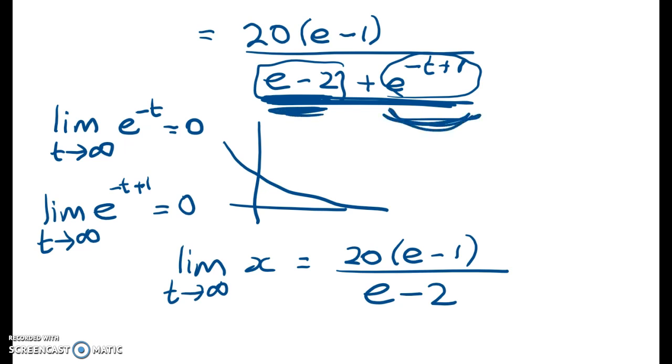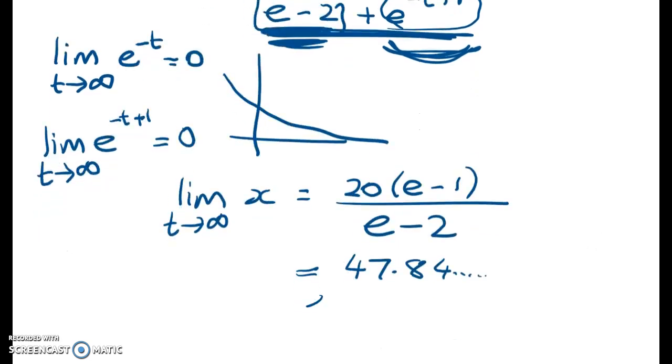So if you now grab your calculator, there's no other way to do this bit, and you type all of that in, you will get very happily the following number, 47.84 and so on, which is less than 48. So no matter how big t gets, the number of organisms in the population will never reach 48. There you go. Hope you enjoyed that.